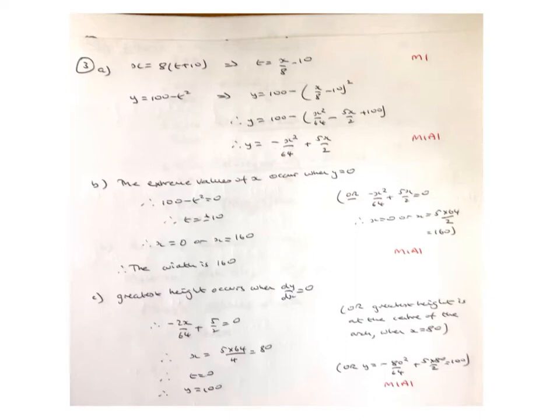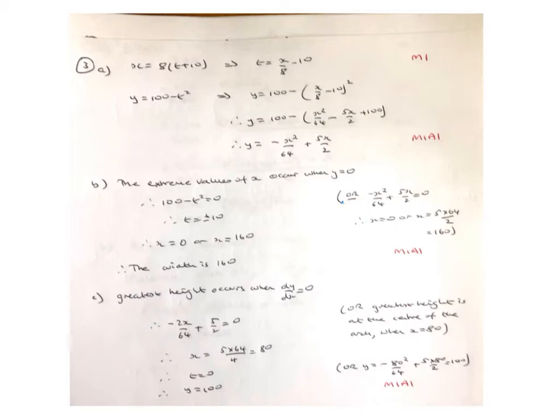Now in part B we want the width of the arch, so if we think about the arch being like that, then the width of the arch is that distance there. So that occurs when y equals 0. So imagine we've got the x-axis here and the y-axis there. So these points occur where y equals 0. So if y equals 0, then 100 minus t squared is 0, so t is plus or minus 10. Put t is 10 or minus 10 into this expression, and we get 0 and 160.